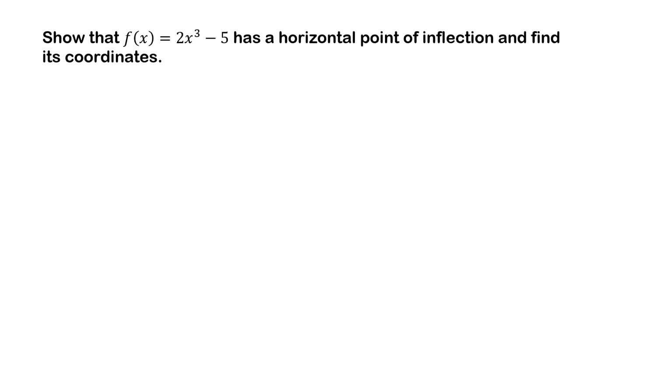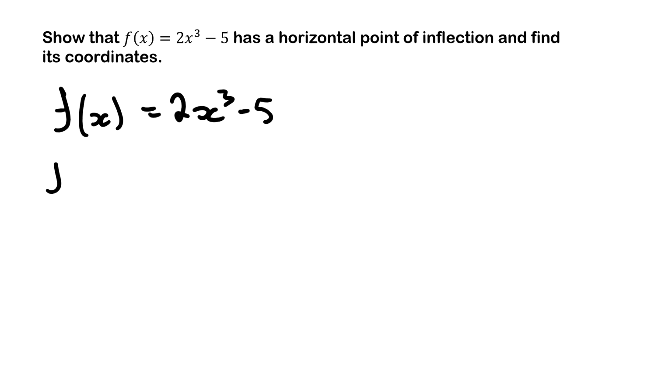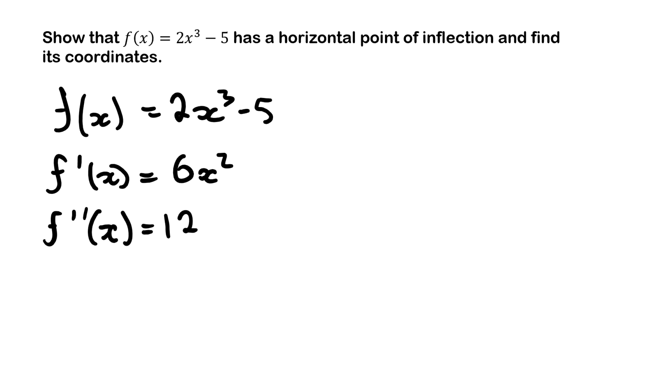Now let's look at our second question. Show that 2x cubed minus 5 has a horizontal point of inflection and find its coordinates. Again, we start the same way. f(x) equals 2x cubed minus 5. The first derivative is going to be 6x squared. While I'm here, let's do the second derivative. The second derivative is going to be 12x.